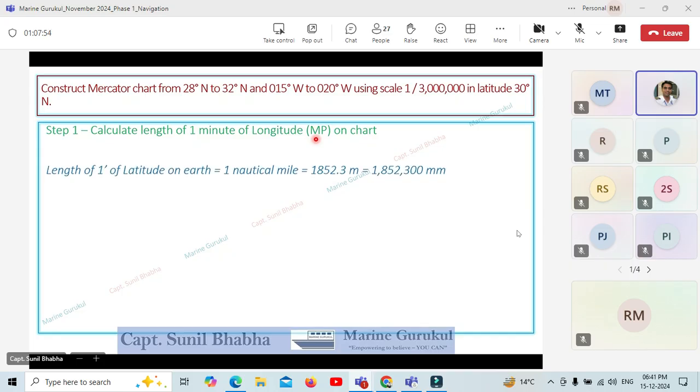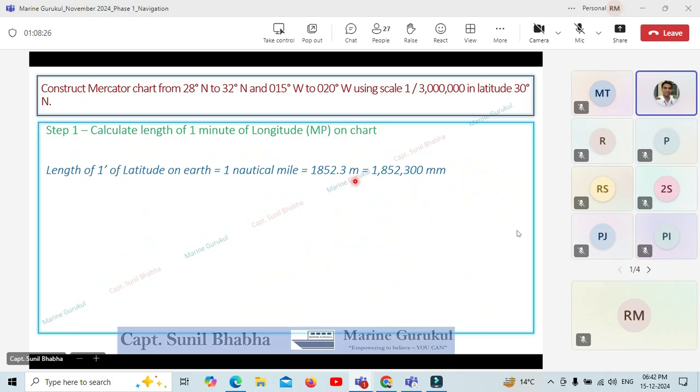Now, how do we find out this length? We are aware of the definition of 1 nautical mile. 1 nautical mile on the Earth's surface is basically equal to 1 minute of latitude, and it is of a fixed distance, and that distance is 1852.3 meters. So exactly that same thing is mentioned here. The length of 1 minute of latitude on Earth is equal to 1 nautical mile. That is the definition of a nautical mile, and it is equal to 1852.3 meters.